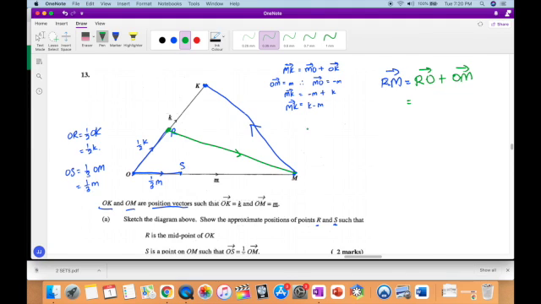So RO is negative a half K, because we can see OR is a half K. So RO will be negative a half K plus OM, which is just m. So therefore RM is m minus a half k, or negative a half k plus m. So Scotia, how did you do with this one?